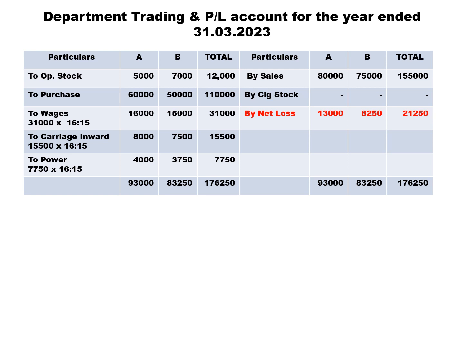So distribute the wages in sales ratio. Distribute carriage inward in sales ratio. And distribute power in sales ratio, because they have given it clearly in the question: apportion the expenses in proportion to the turnover of each department. So wages, carriage inward, and power should be distributed on the basis of each department's turnover. Thereby you get a net loss of 13,000 rupees for A, 8,250 for B, and 21,250 for total. Thank you.